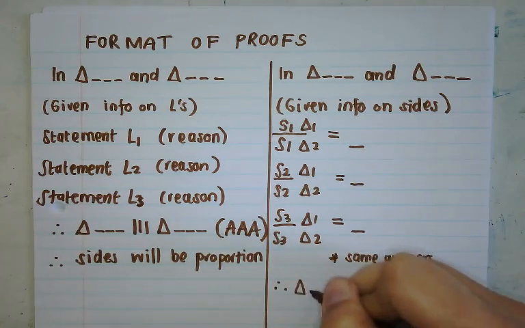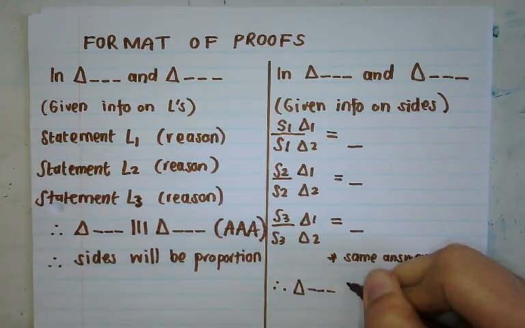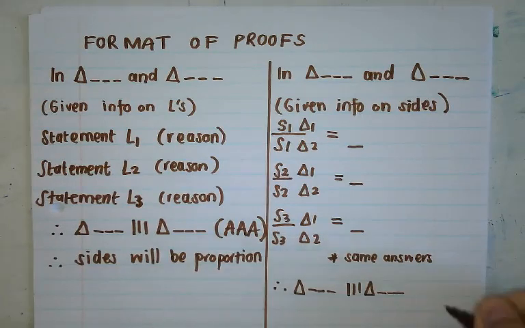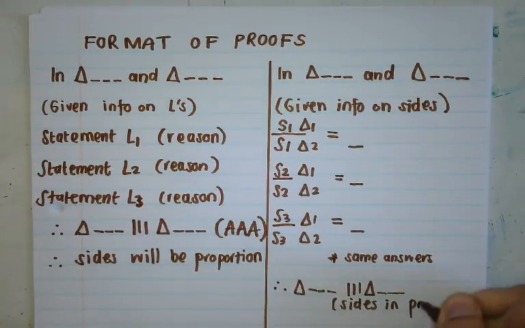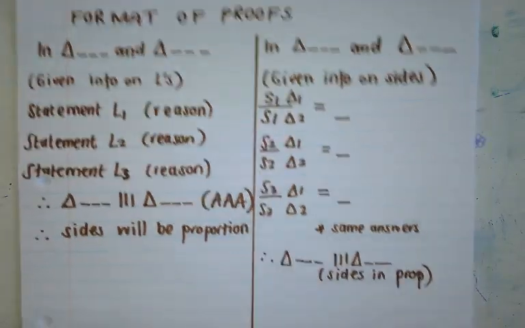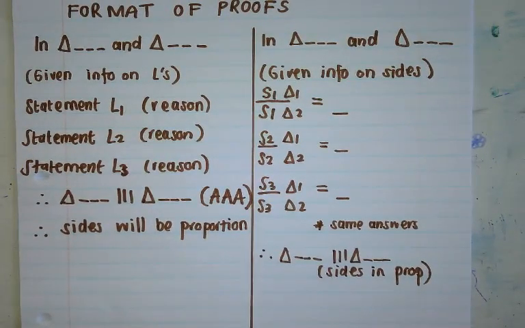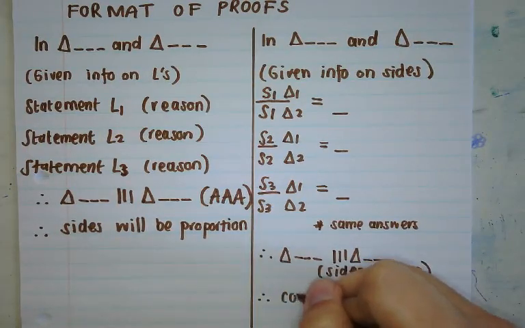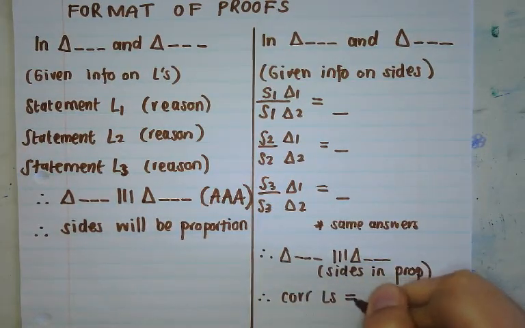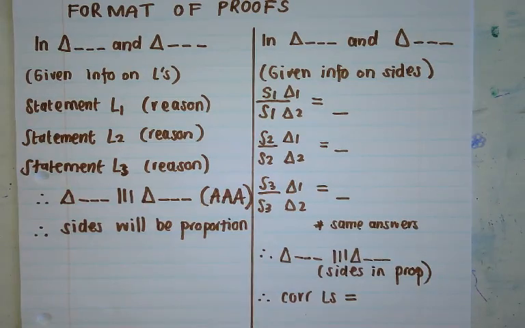Therefore, triangle A whatever is similar to the second triangle. My reason, sides in proportion. Now that I've proven that they are similar because the sides are in proportion, I can infer that corresponding angles will be equal. I'm going to do an example of each straight after we finish writing this.